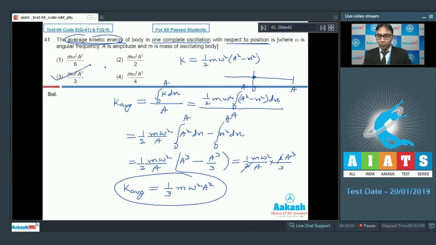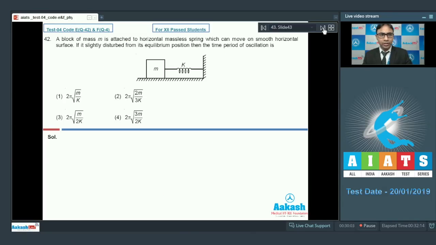Now let's move to question number 42. It says that a block of mass m is attached to a horizontal massless spring which can move on a smooth horizontal surface. If it is slightly disturbed from its equilibrium position, then the time period of oscillation is. This is just a formula based question. Time period of any spring mass system will always be equal to 2 pi root under m by k. This is just a formula, right? So we can say that option number 1 will be the correct choice.